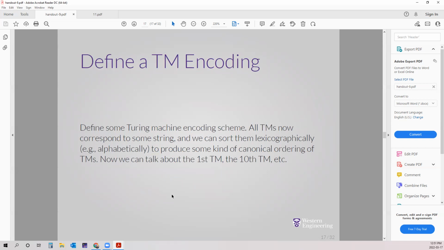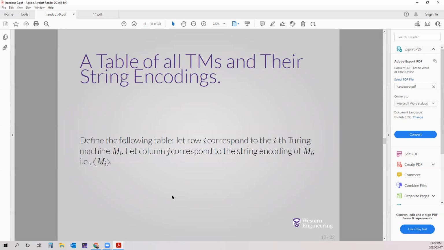What is the Turing machine encoding? Define some Turing machine encoding scheme. All TMs now correspond to some string, and we can sort them alphabetically, to produce some kind of canonical ordering of TMs. Now we can talk about the first TM, the 10th TM, however. So we'll put TMs in order.